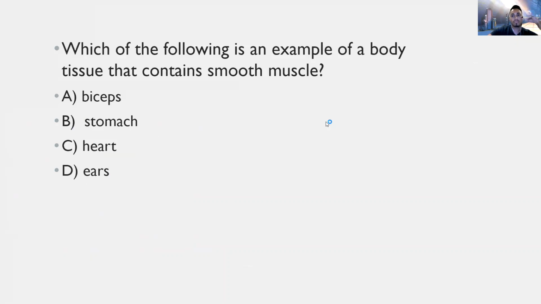Okay, so which of the following is an example of a body tissue that contains smooth muscle based on what we said?